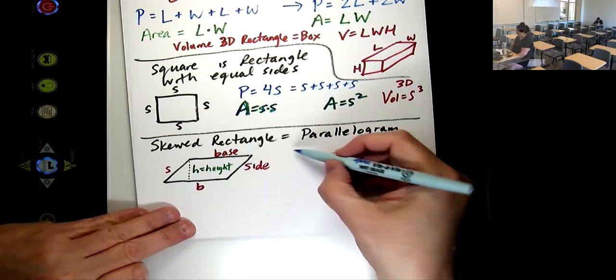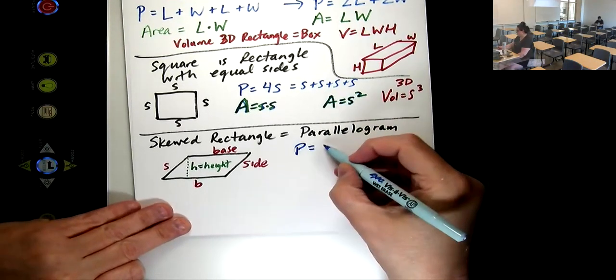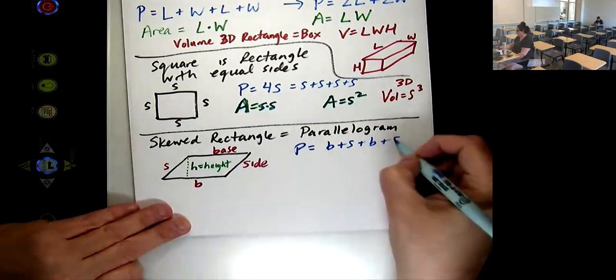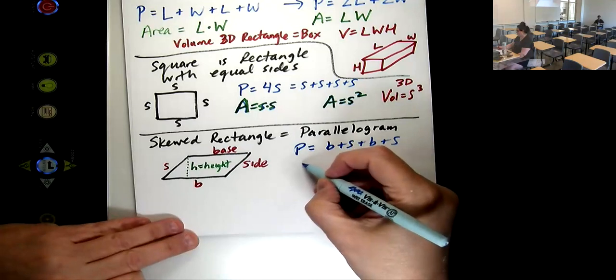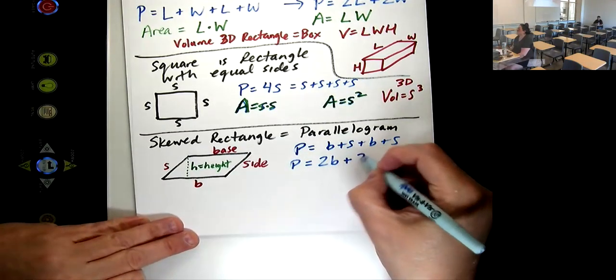The perimeter, we can see if we add it up, we've got B plus S plus B plus S. We just go around the edge. But that just condenses down to 2B plus 2S.